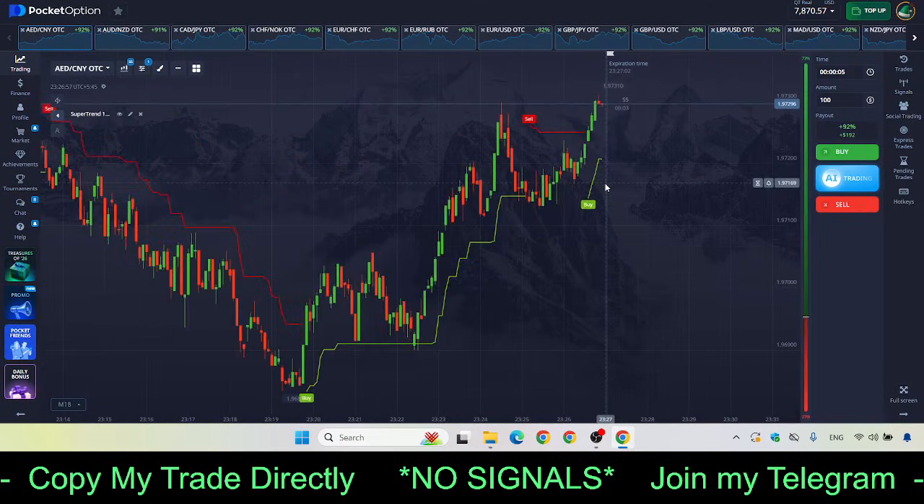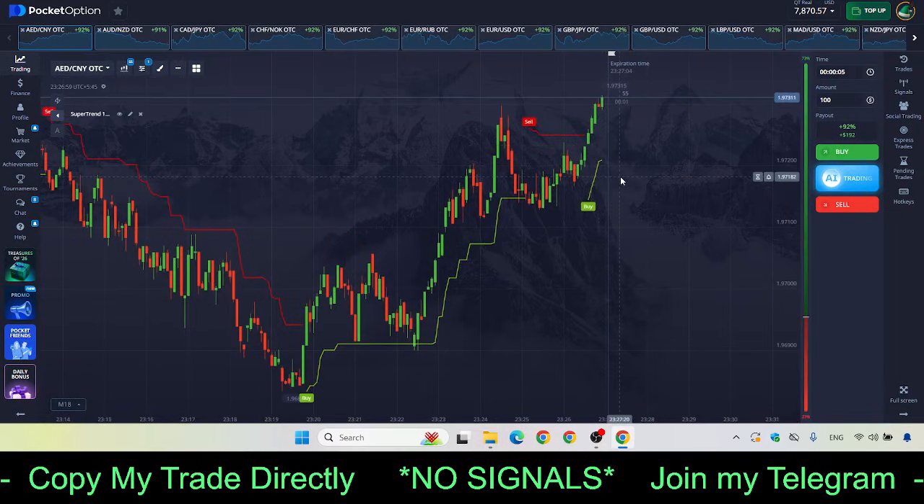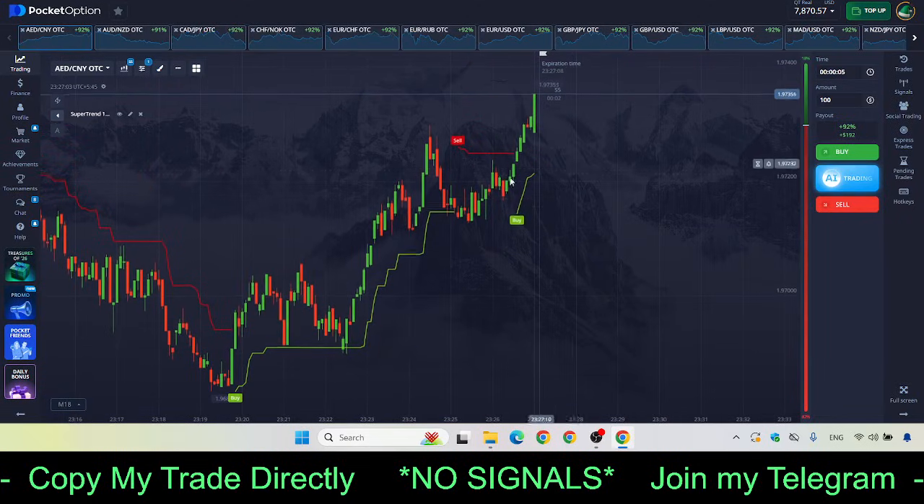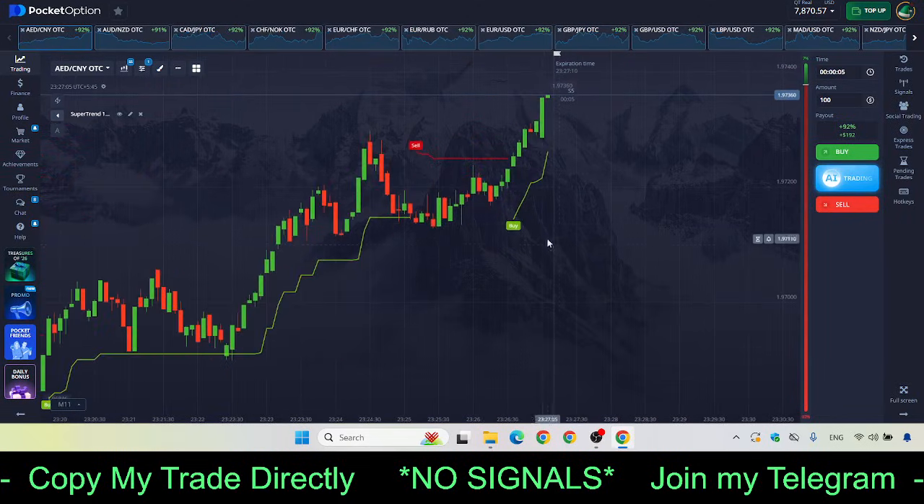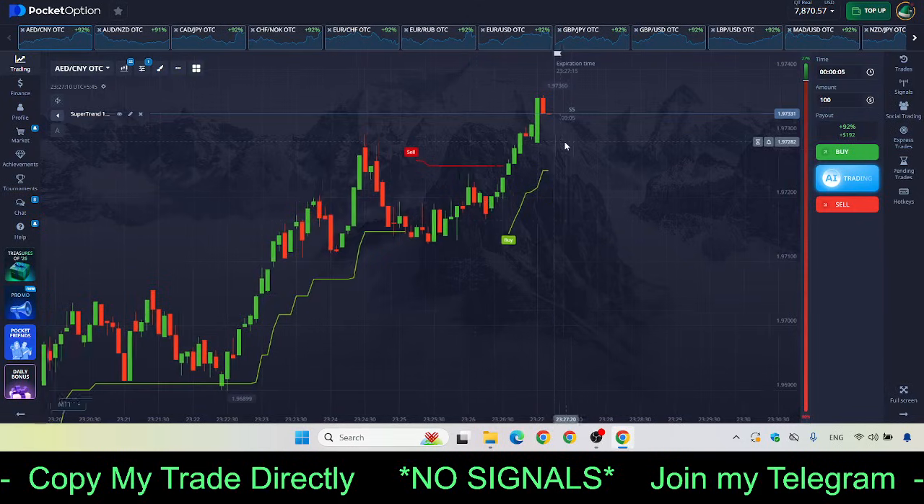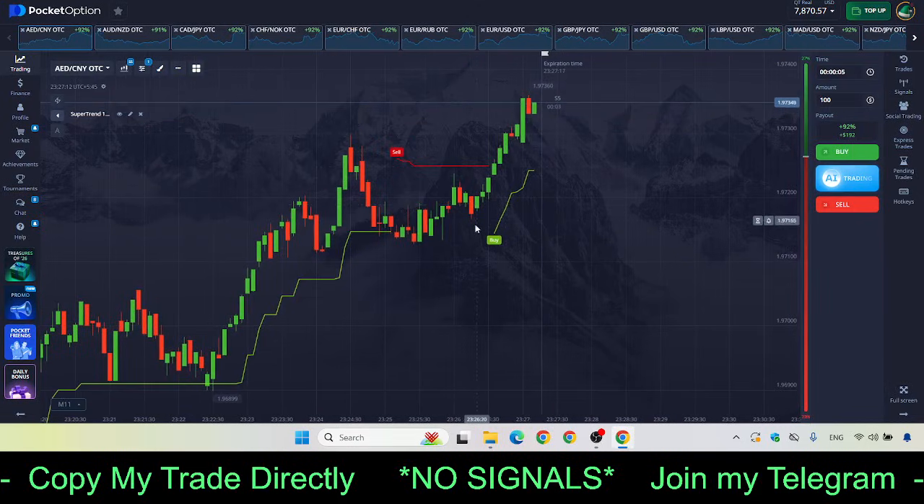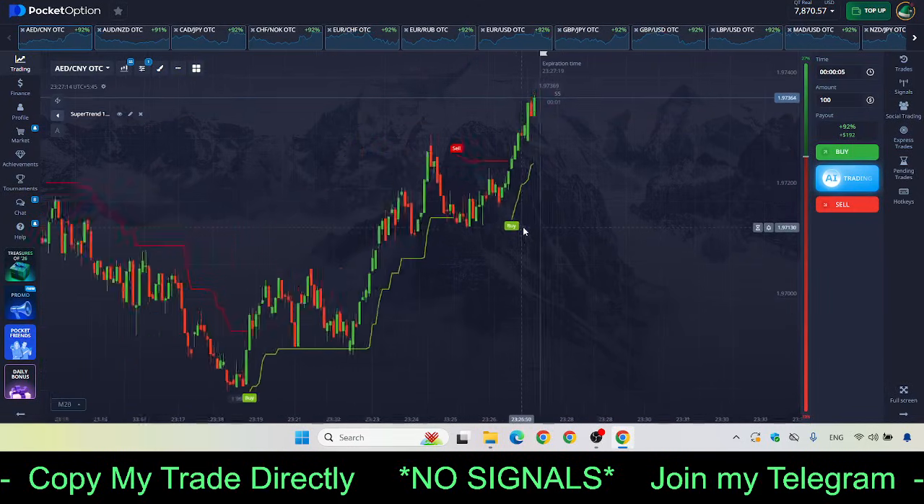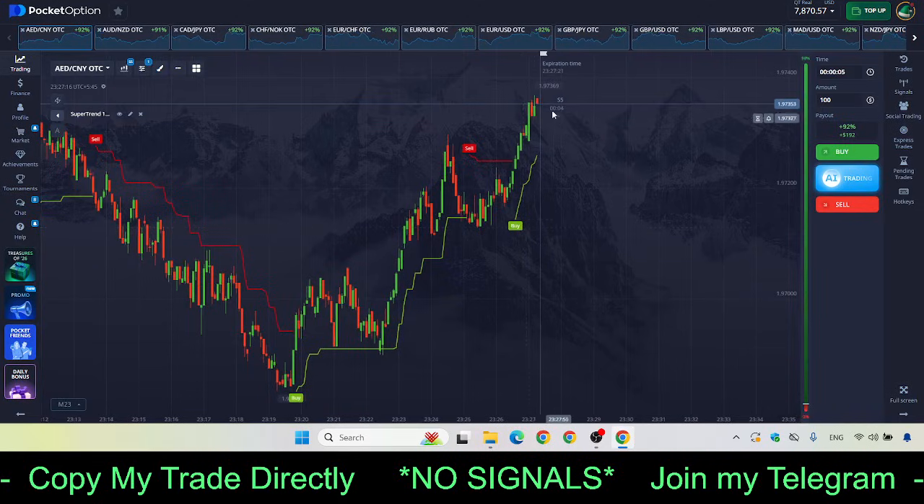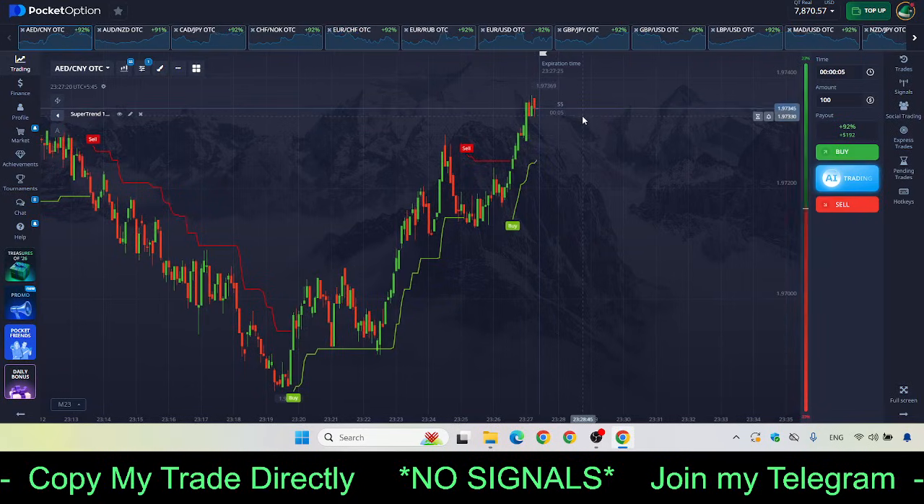Okay, so you need to use this Super Trend indicator. Firstly, you need to test it in your demo account to see whether it is working or not. It is best to find the kind of market where most of the candles are green and it is giving a buy signal. You need to find that kind of place, and if you see lots of red candles, then you need to stop trading in that currency pair.